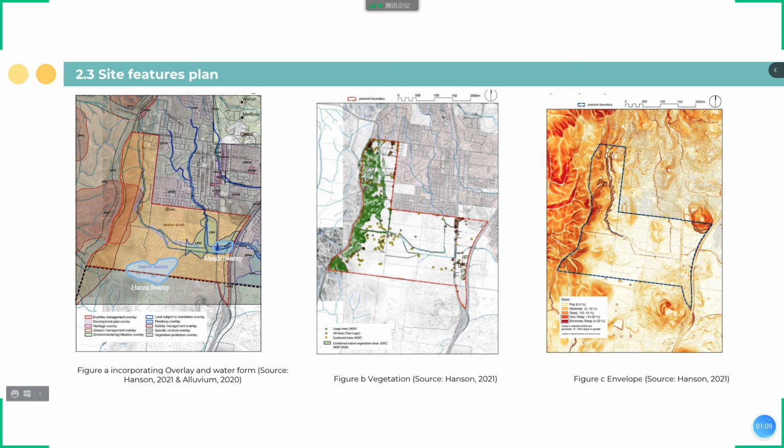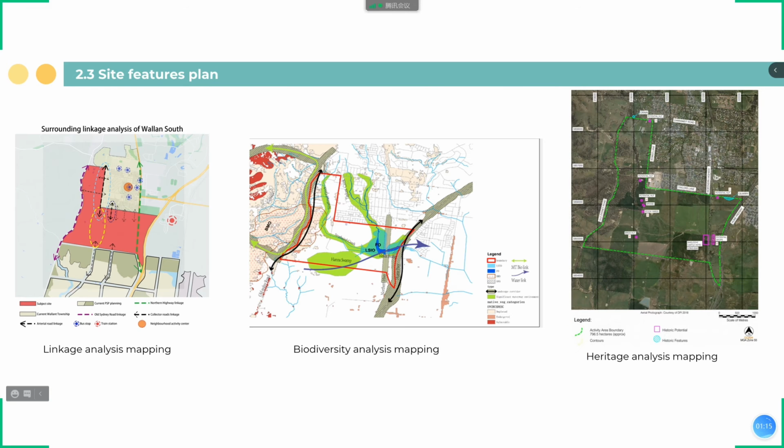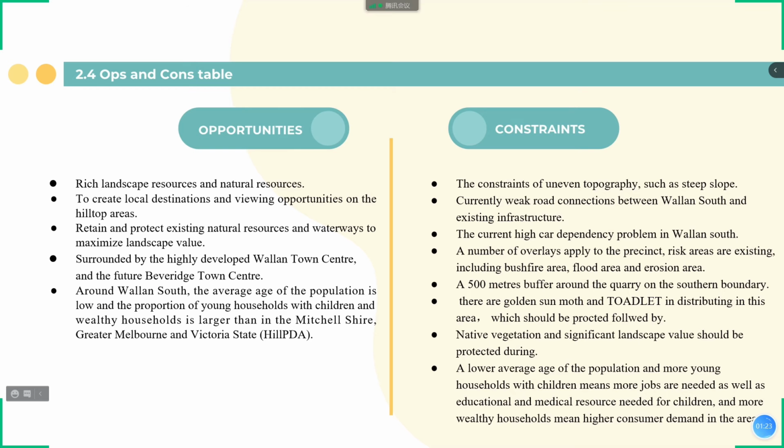And here are the site feature plans, including the different overlays and the topography mapping of Wollen-South. The site feature plan also includes the linking analysis, biodiversity analysis, and the heritage analysis. Through the above series of maps, we found the opportunities and constraints.